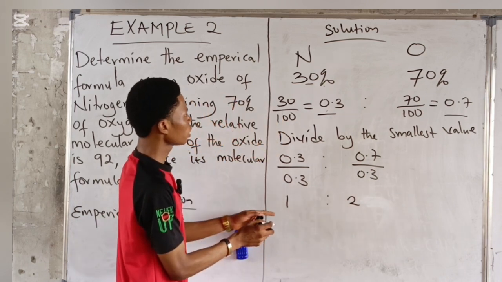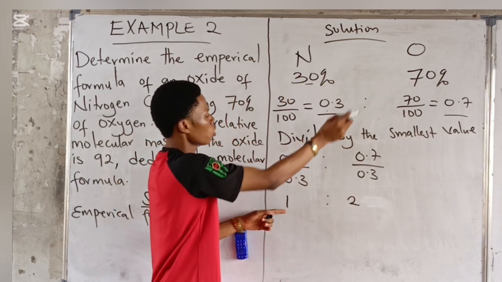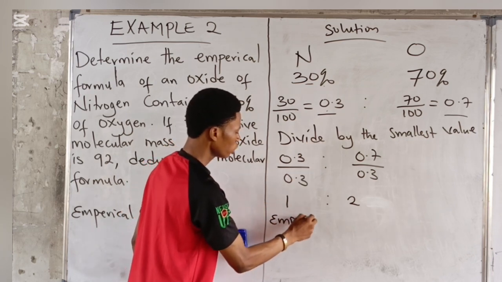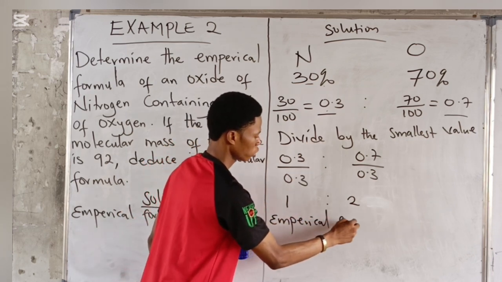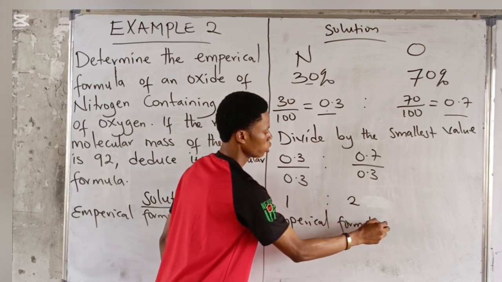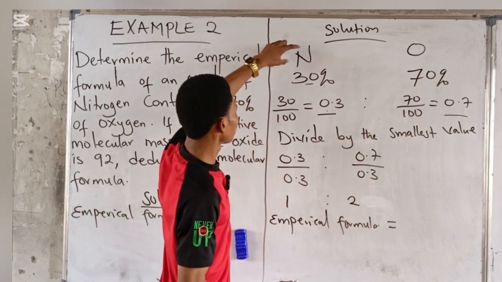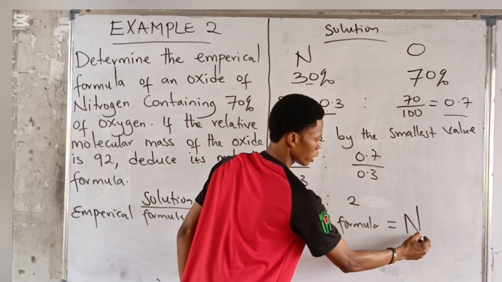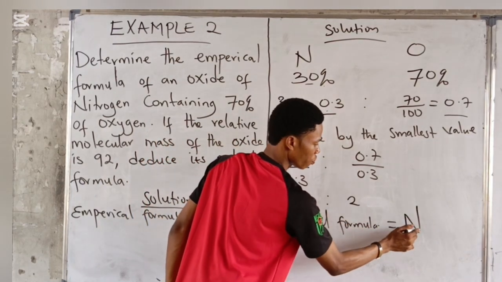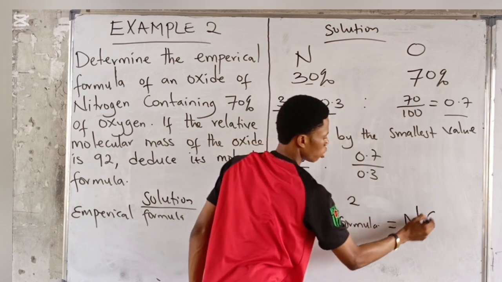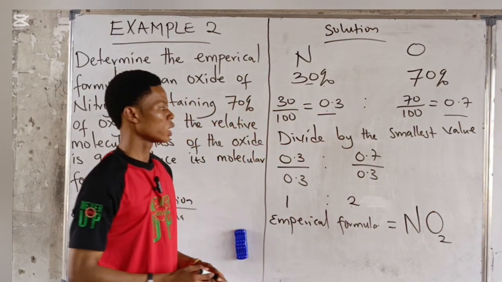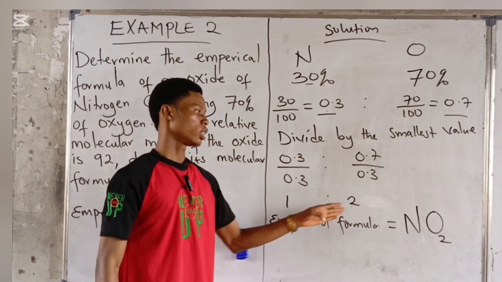So we've gotten the ratio of nitrogen and oxygen. So the empirical formula of this compound will be equal to nitrogen is 1. So N. There's no need writing 1 here because it's just one of it. And O is 2. So NO2. Now this is the empirical formula of this compound.